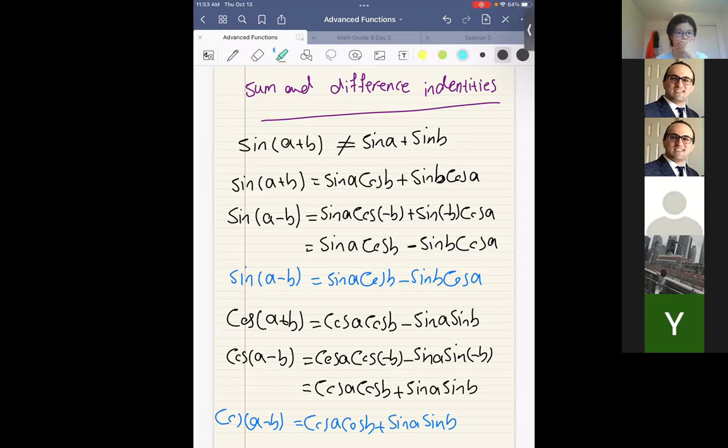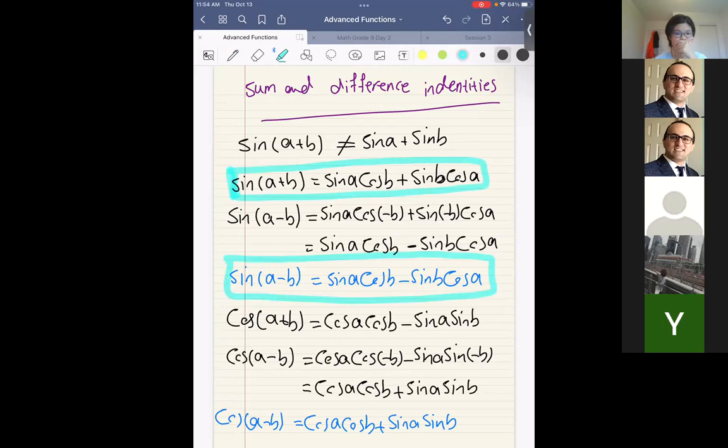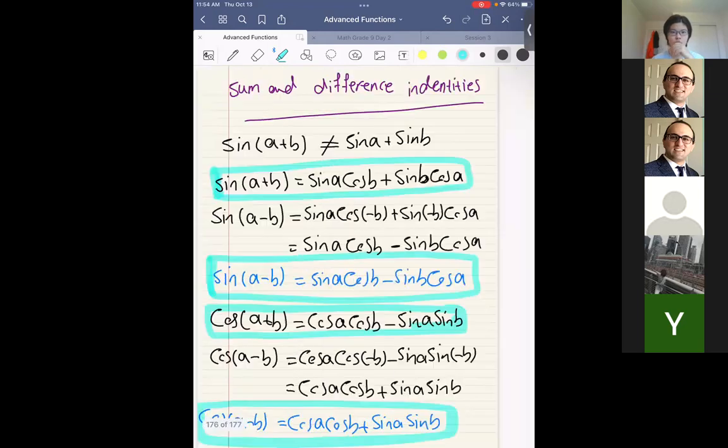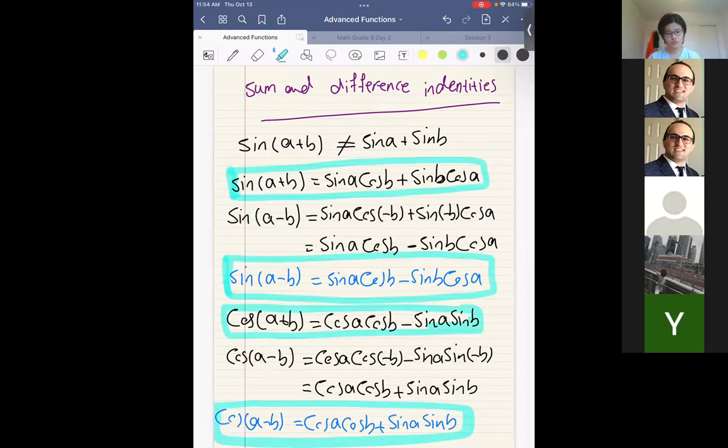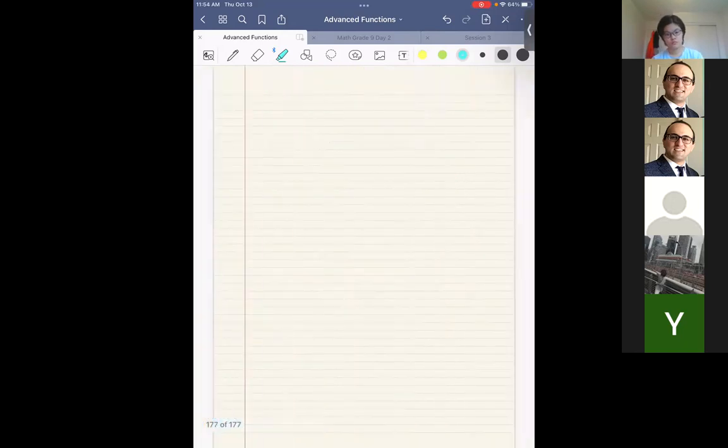So you got these identities. One is for sine of the sum, sine of the difference, cosine of the sum, and the cosine of the difference. And you have to memorize these identities, sine and cosine of sum and difference.